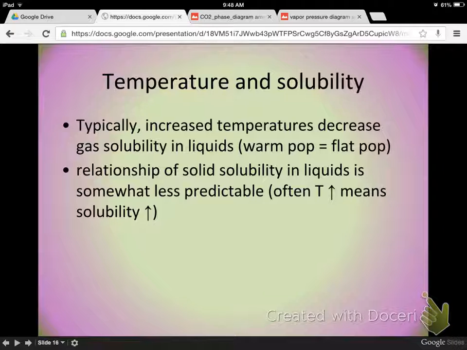Okay, last idea, and this also relates to pop. Pop is a great thing to talk about with solutions. So, the warmer the temperature, the less gas you can dissolve into a liquid.